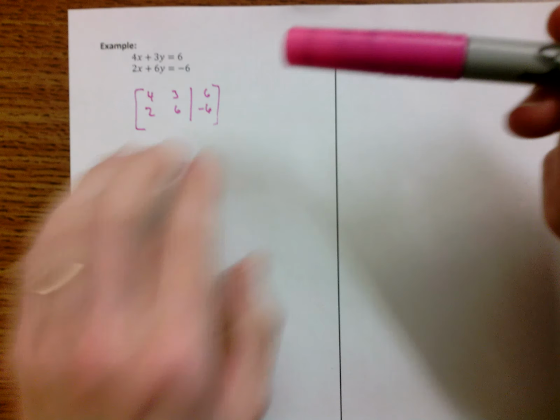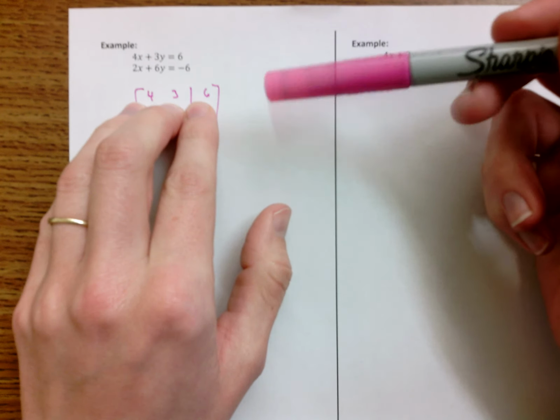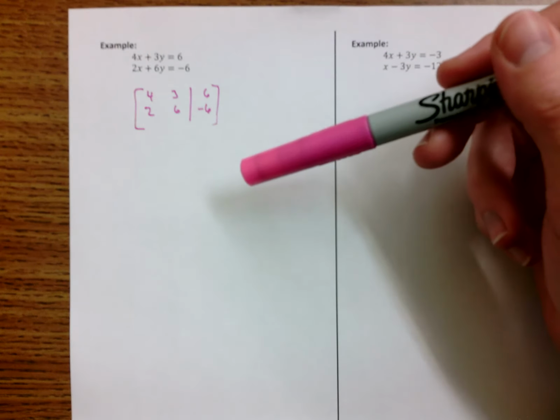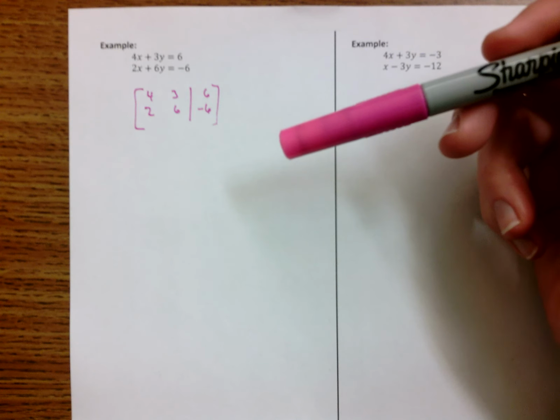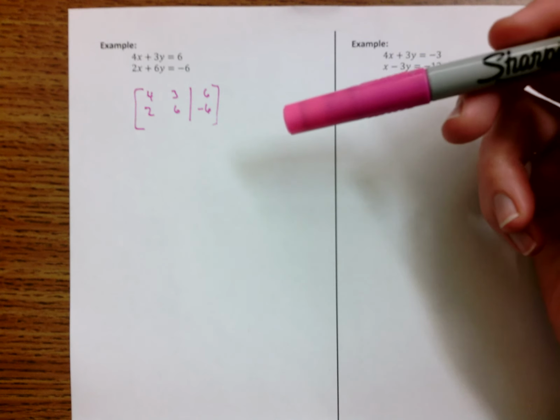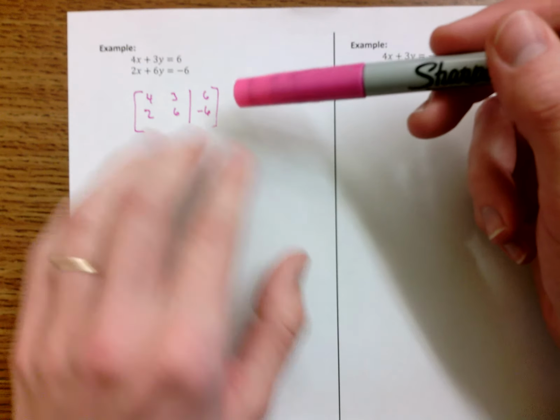So I'm looking at, say, this top row, and the things that I'm allowed to do with a row, I can swap 2 rows, but that's not going to help me because I don't have any 1s anywhere. Okay, I can multiply or divide a row by a number, or I could add or subtract 2 rows. Okay, well, adding and subtracting isn't going to get me a 1 anywhere. So let's look at multiplying and dividing.